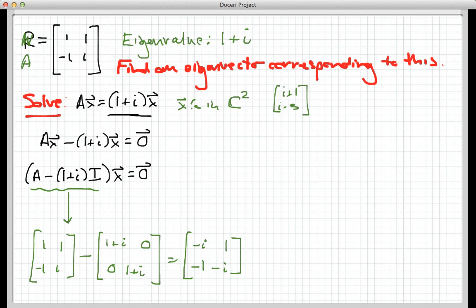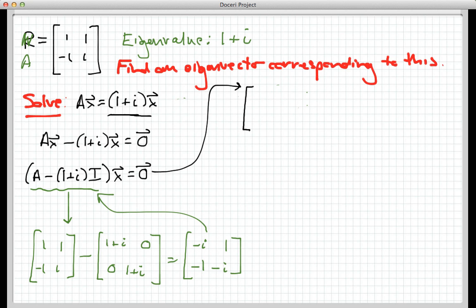Now the way we solve these homogeneous equations is the same way we solve any equation. I'm going to set this up in an augmented matrix and then row reduce. So let's take this equation here and write it as its augmented matrix. Now the twist here is that there are complex numbers everywhere, but let's just ignore that for now and write what we think we should. So -i, 1, and here I'm going to augment with 0, 0 down here, and then -1, -i.